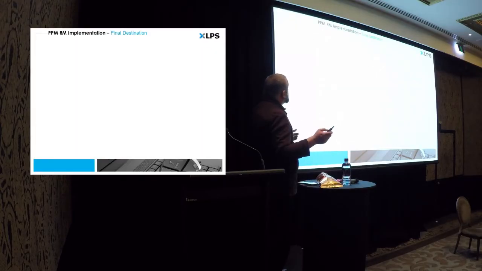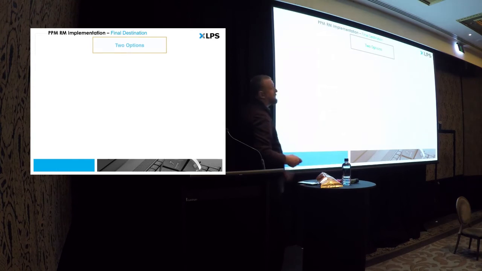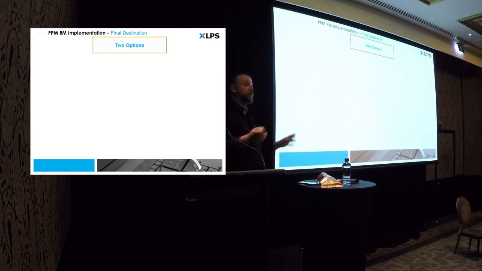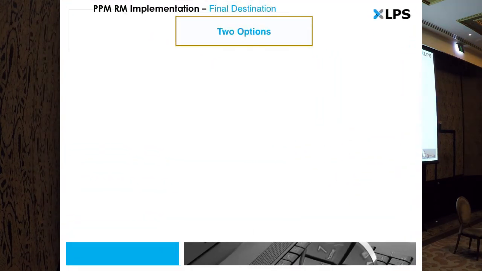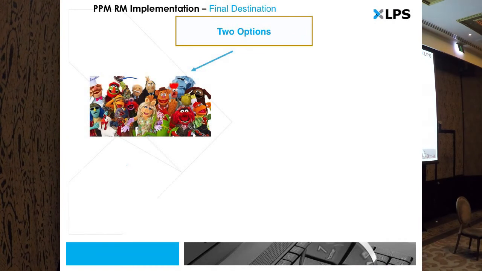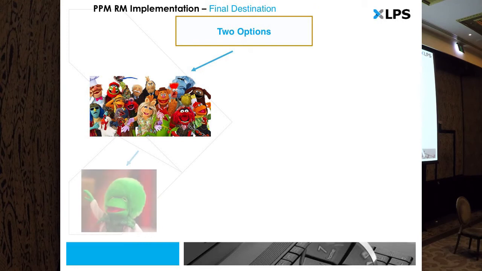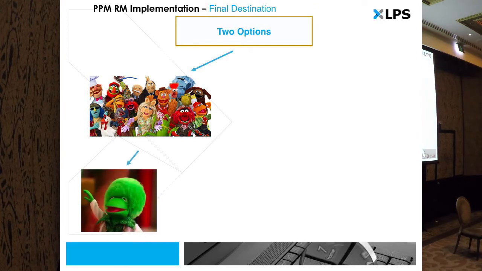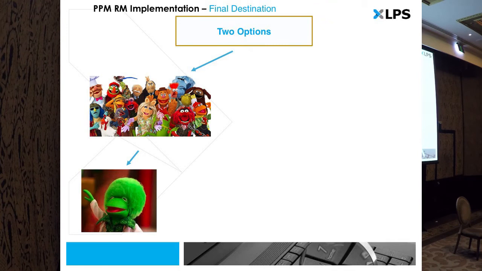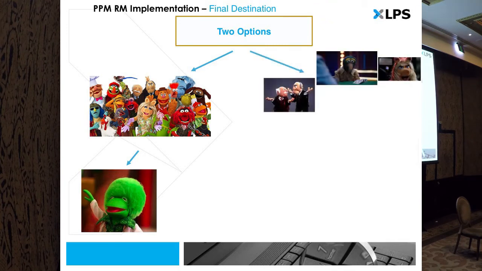Right, final destination. So essentially when we're doing an implementation, again a very broad brush slide, but there are two options we've got. We end up with a happy combination of the various different players in the organisation, which then leads to a happy implementer. Now for me, disco, I really like disco, so disco equates to happiness with me, which is why I've chosen that picture of Kermit.